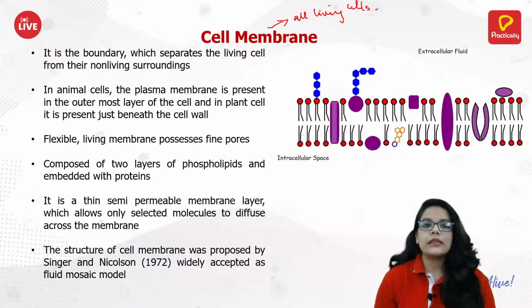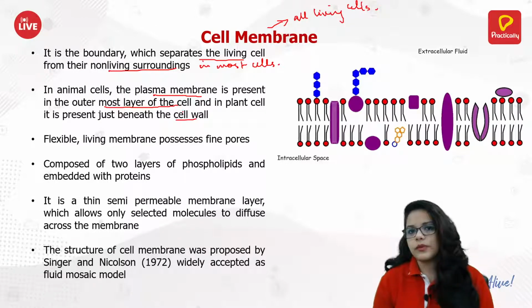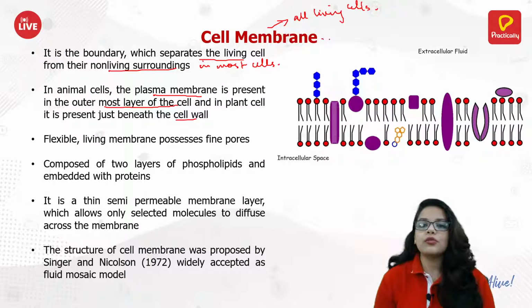It is the boundary which separates the living cell from its non-living surroundings in most cells. In animal cells, the plasma membrane is present in the outermost layer of the cell, but in plant cells, as we know, it's the cell wall. So this is the outermost layer in the animal cell.